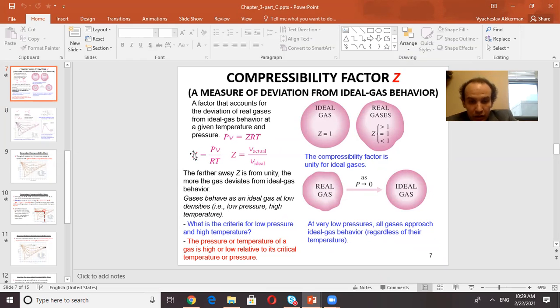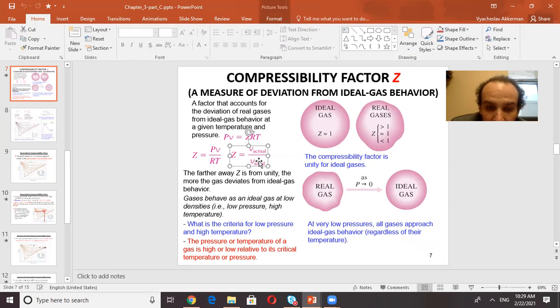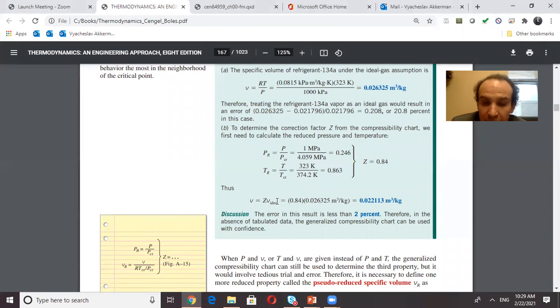Remember, Z is V actual over V ideal. So I can write that my actual volume will be Z times the ideal volume. What I do here, please understand, is make a correction to the ideal gas law. So it's not an ideal gas, and you know that V ideal is a wrong value. But I will multiply it by Z and make a correction. Then if I do this correction, I arrive at this value.